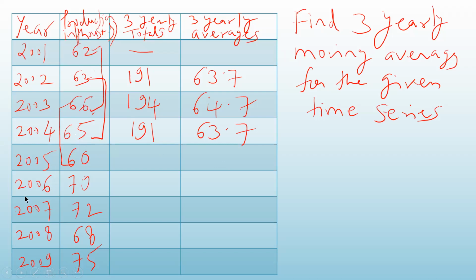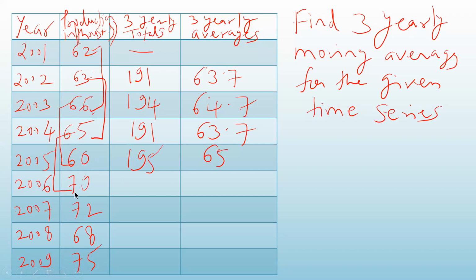Now for the year 2005. I have to leave this 66 and take the average of 65, 60, and 70. So add 65 plus 60 plus 70. The sum gives me 195. Divide by 3 will give me the average, so that is 65.